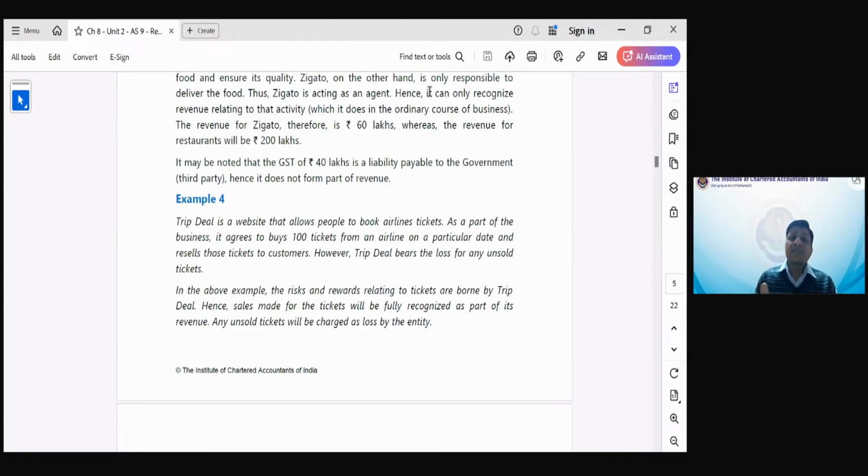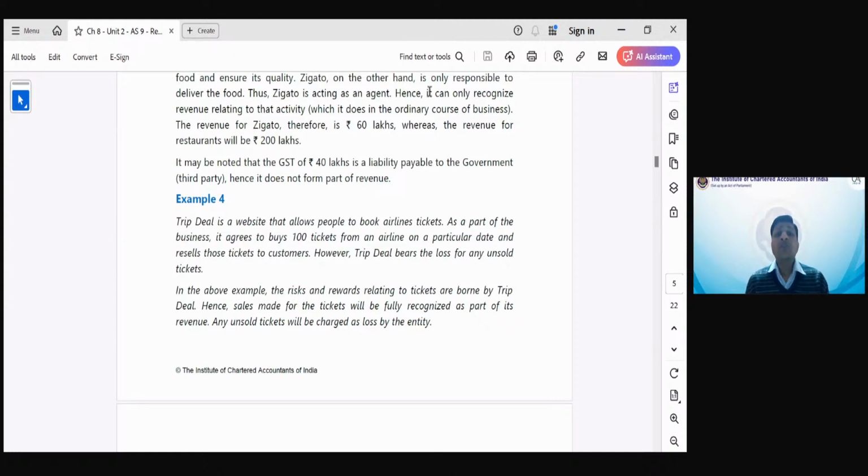Now, it's not a case wherein TripDeal will say to the website that these are your tickets. Even if I buy, I'll not be responsible if these are unsold. Why? Because tomorrow, if these remain unsold, then who will bear the loss? TripDeal. So in respect of this inventory, who is carrying the risk? TripDeal. So that's why in this case, TripDeal is acting as the principal and not the agent.